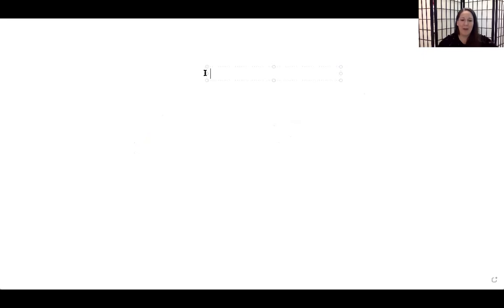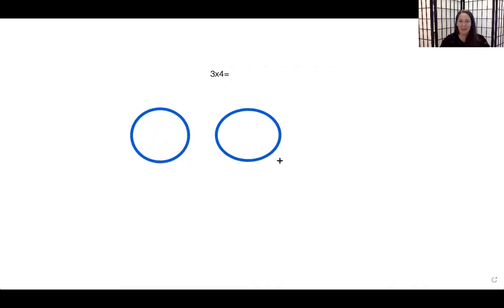This time I'm going to try 3 times 4. So when I look at that, I start out by looking for the smaller number. 3 is less than 4, so I want to do 3 groups instead of 4 groups. So 1, 2, and 3. Now I want 4 objects in each group.